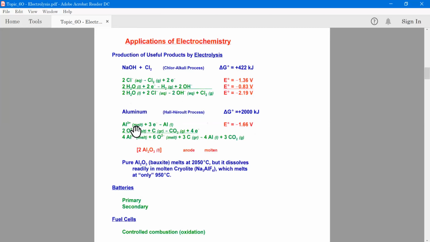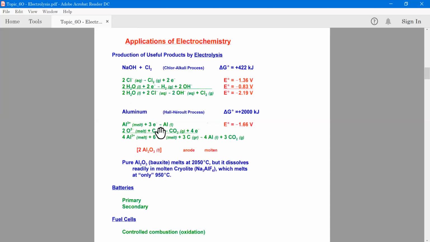That's the reduction. The anode reaction is this. It's the two oxides from the aluminum oxide, two oxides in the melt will react with the graphite anode itself. This is an unusual process in which the anode itself, which are graphite rods, great big graphite rods, the anode itself is sacrificed during the course of the reaction. So the anodes gradually, over a period of time, are eroded away and have to be replaced.